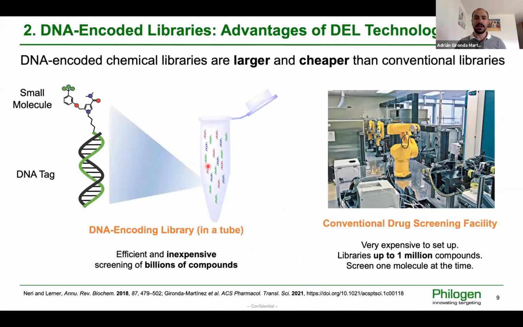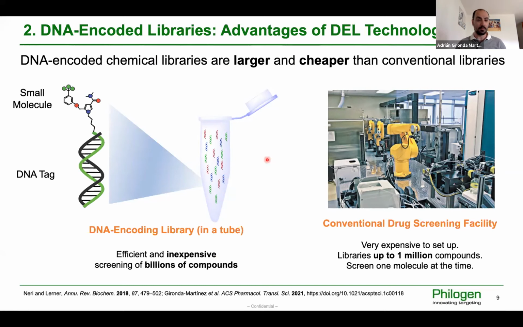The main advantage of DNA encoded library technology with respect to, for example, conventional technologies like high-throughput screening is that DNA encoded libraries can be synthesized on a very small scale. We can speak about picomoles to a few micromoles of total compounds. For that reason, they can be stored in a single Eppendorf tube, while high-throughput screening platforms, as you may know, need big facilities in order to store efficiently and to screen all the compounds.